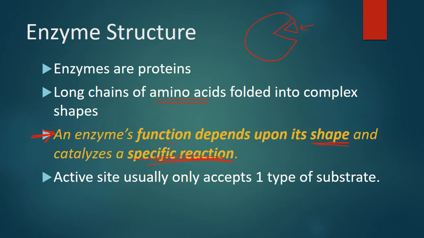So the active site usually accepts only one type of substrate. So that means a specific reaction. On the previous slide, we had sucrase, and the only thing sucrase can do is break down sucrose. That's all it can do. Amylase, for example, the only thing it can do is break down amylose. Or DNA polymerase, all it can do is create DNA polymers. That's it. Specific reaction.